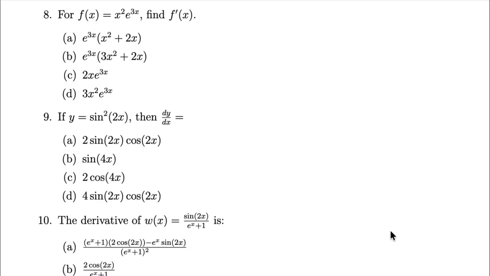Okay, now for number 8, this is actually going to be a combination of the product rule and the chain rule. So let's start with the product rule. We're going to do the first times the derivative of the second. Up to you if you want to write this out formally using u sub. I'm not going to. I'm going to kind of just do it in my head.